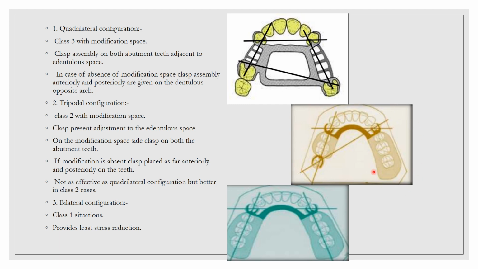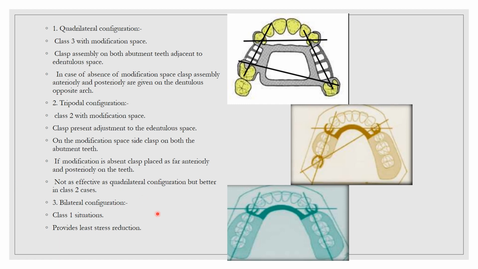This is Class 2 Mod 1, modification space. Clasps present adjacent to the edentulous space. On the modification space side, clasps on both the abutment teeth, for more stability. If the modification is absent, clasps should be placed as far anteriorly and posteriorly as possible. If this was absent, again it should be placed at the most anterior and most posterior, like here and probably here, right? Most anterior and most posterior.